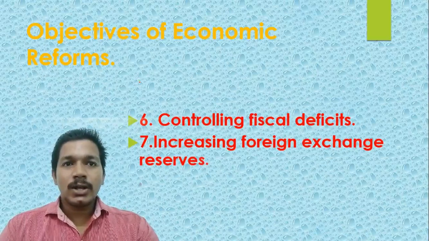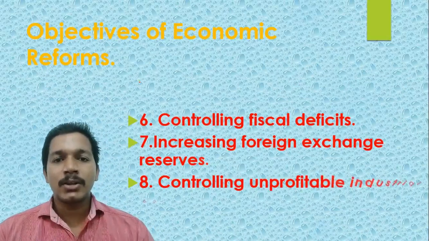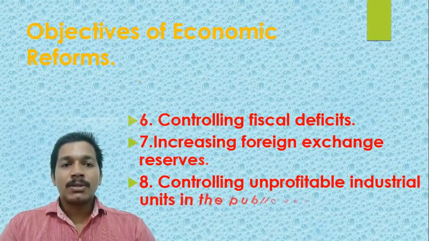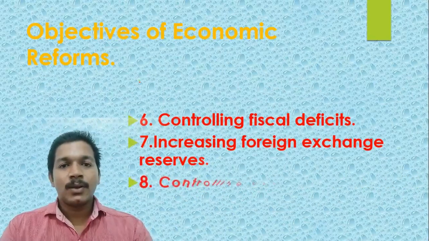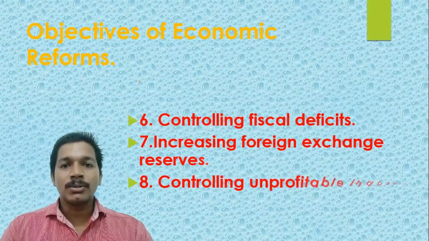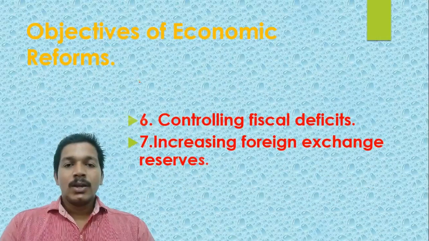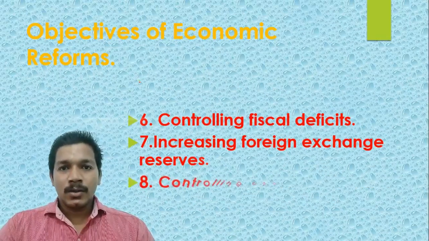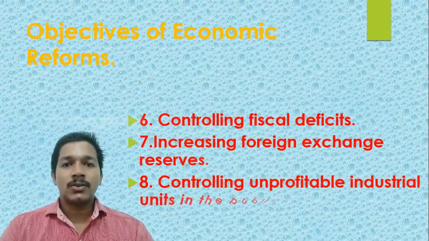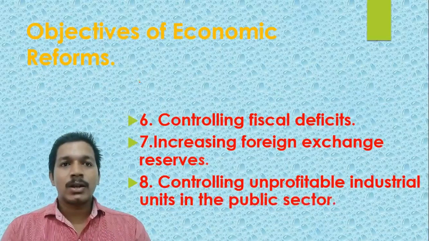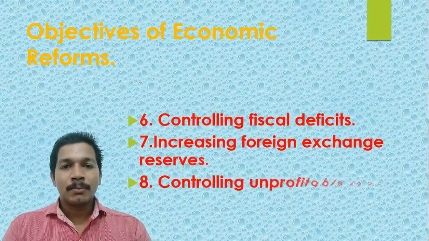The next one is controlling unprofitable industrial units in the public sector. There were some unproductive business units, some companies which were unproductive. So they could control these unprofitable businesses. They could cancel these or sell these public sector companies to the private sector, so that this kind of burden would be removed. So there was control over the unprofitable industrial units in the public sector.